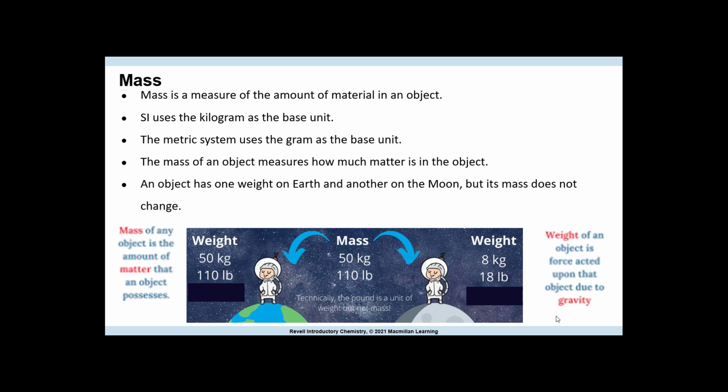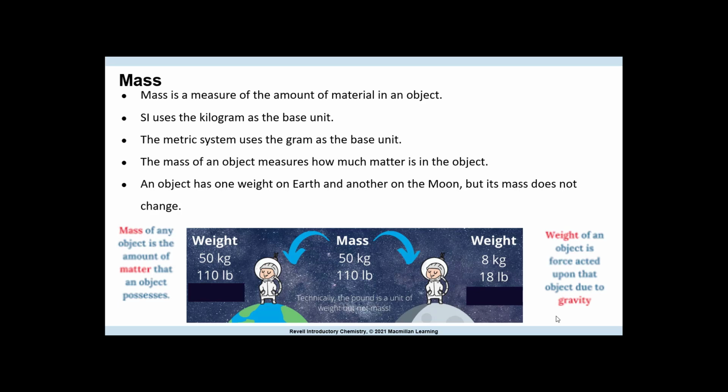Why do we use mass? Mass is a measure of the amount of material in the object. Sounds like weight, right? It's based on the kilogram as the base unit. And that part really doesn't matter. What you need to know is that an object has one weight on Earth and another on the moon. However, the mass does not change, and that's the difference between weight and mass. Why? Because weight, for an object, is the force acted upon the object due to gravity. So it's the gravity pull that determines your weight. However, the mass of an object is the same amount of matter. Let me just read this.